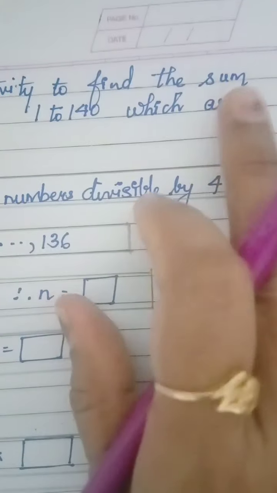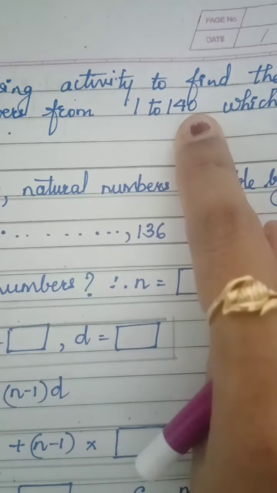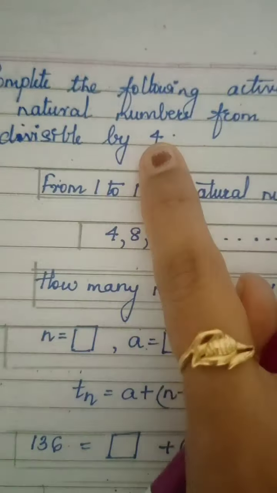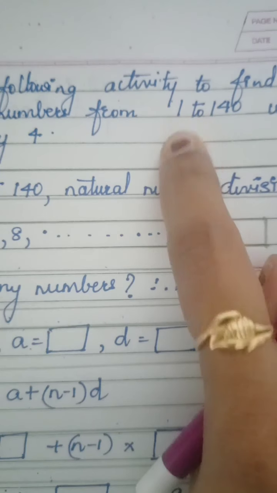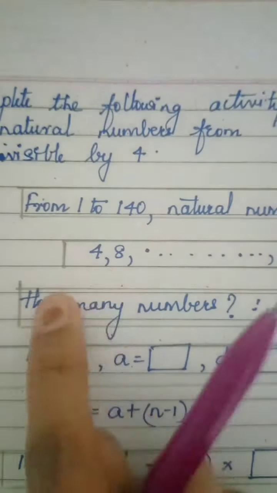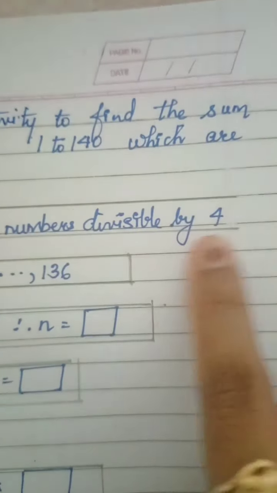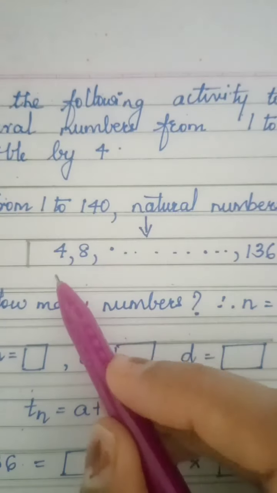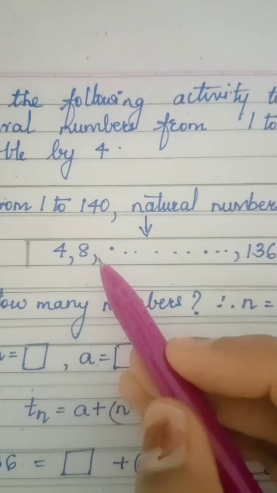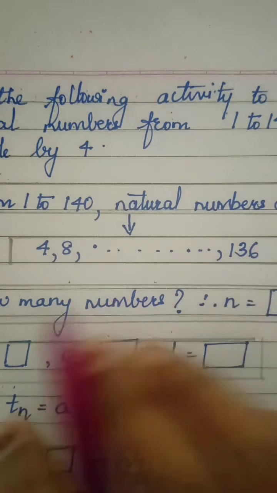So the question is find the sum of natural numbers from 1 to 140 which are divisible by 4. Now, we know 1 will not be divisible, 2 is not divisible, 3 is not divisible. So the AP starts with 4. Okay, that is correctly written. Next step, arrow here. First number we have 4, then 8, then we have ... and the last number they have taken 136.